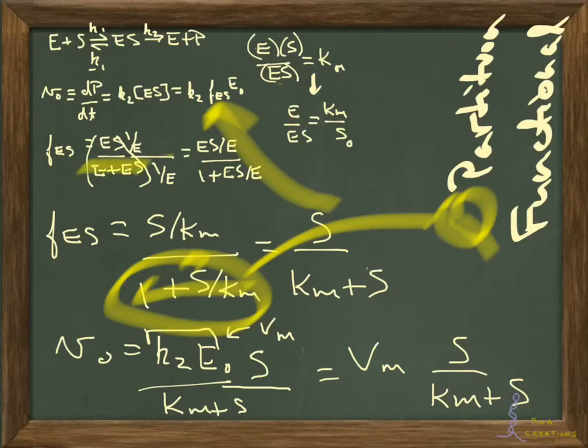Okay, so the 1 goes with the E, and the ES goes with the S over KM. All right? And there's a summation, so we sum over all the species in solution. So why do we want to do that? Well, because most of the scenarios that we're going to encounter are going to be more complex than the one that we just looked at.